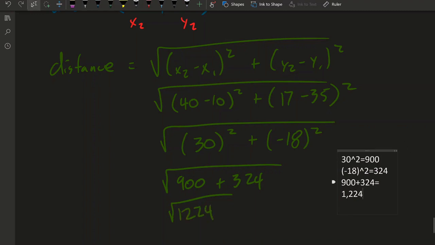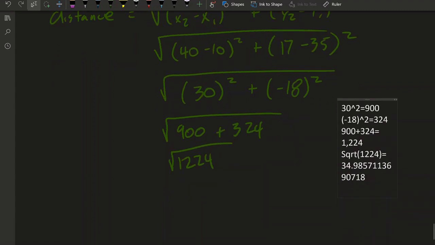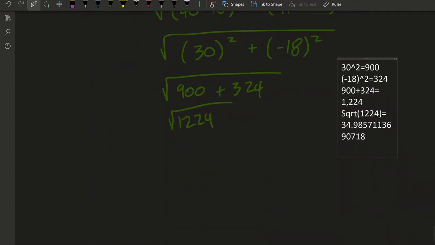Then use the calculator one more time. The square root of 1224 is equal to 34.98571136900718. So I'm going to say that the distance is approximately 34.99.